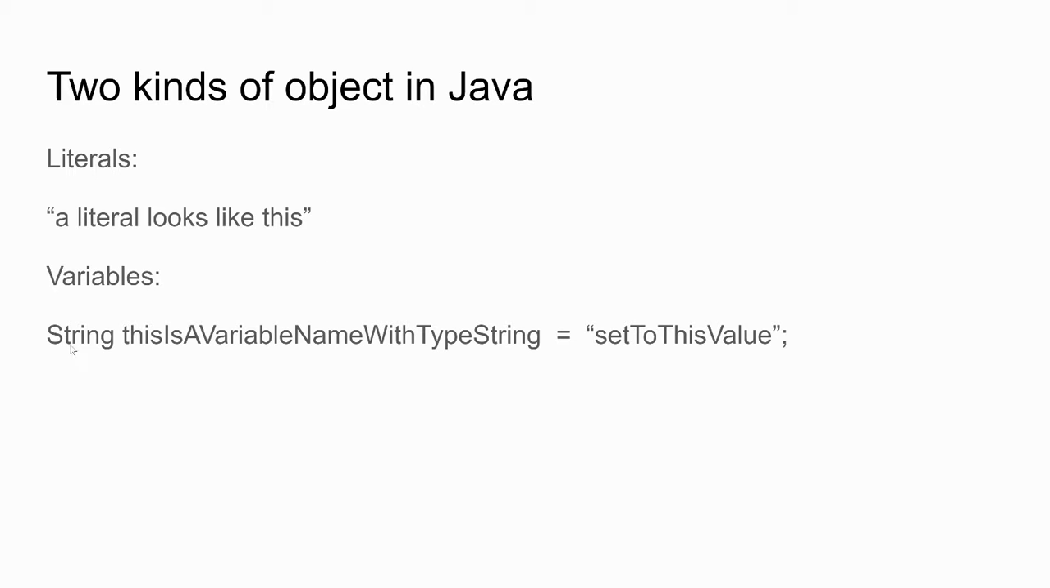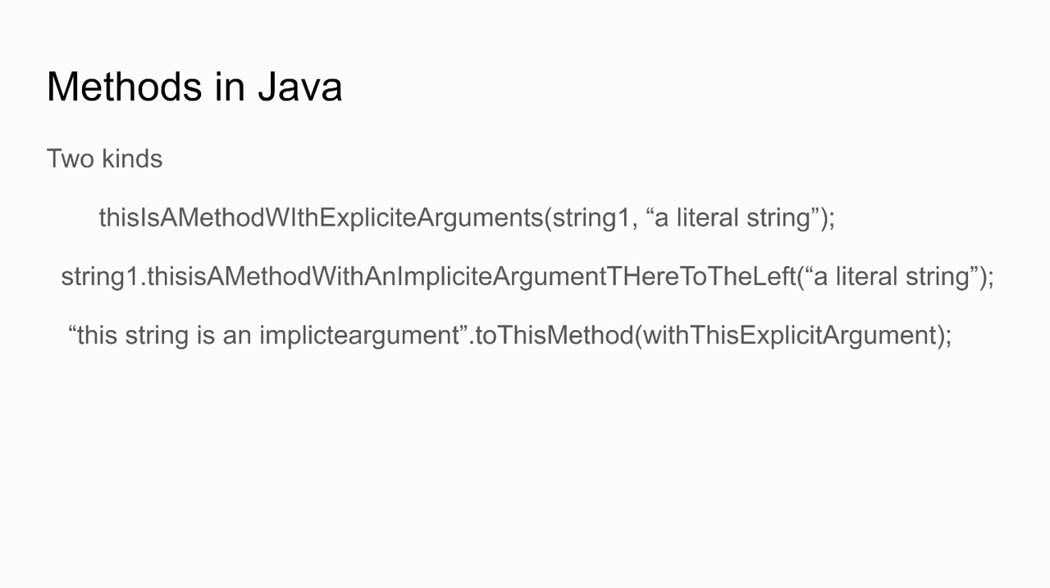Variables have a type. In this case, it's string. A name, and the name is really long in this case. The name of the variable is this is a variable name with type string. It's a self-explanatory variable. And it's set equal to something in quotes, set equal to the literal, which is set to this value. So this is a very self-explanatory line of code, at least I hope so. And that's one of the few things that we really need to know about Java.